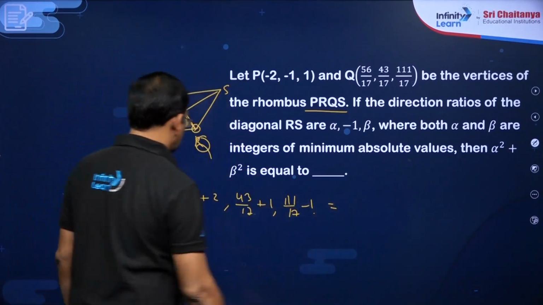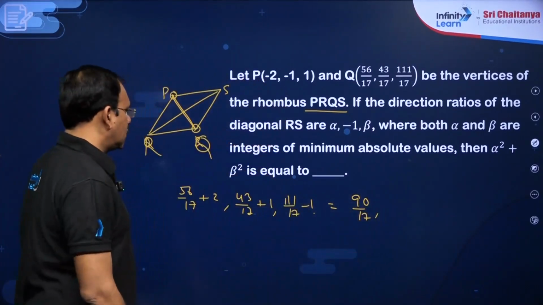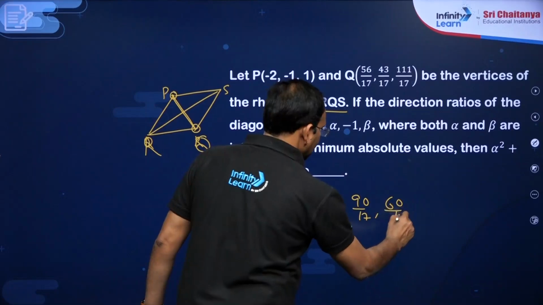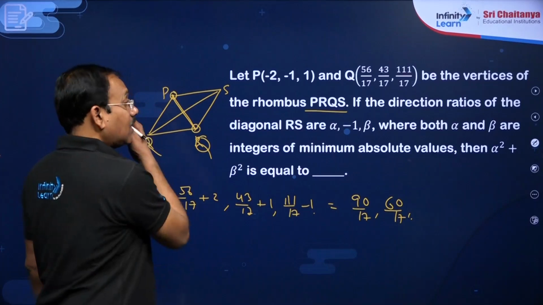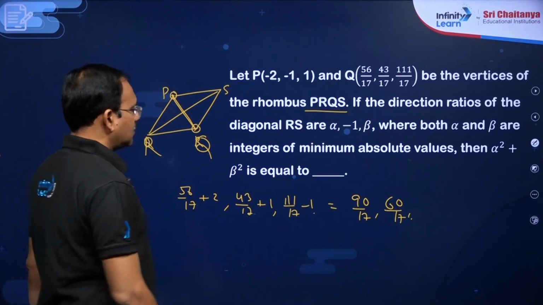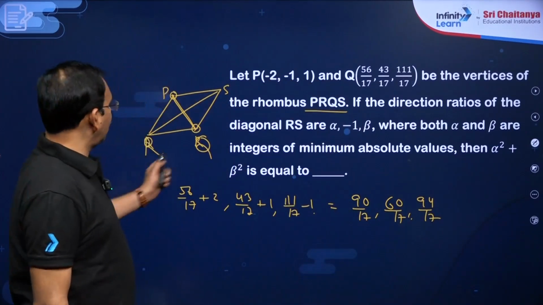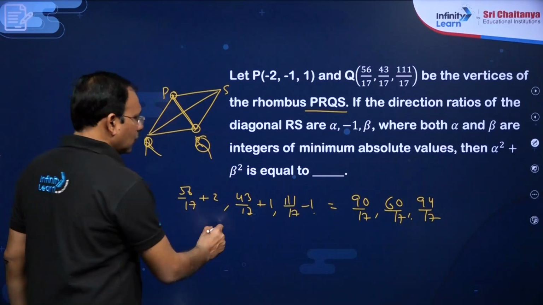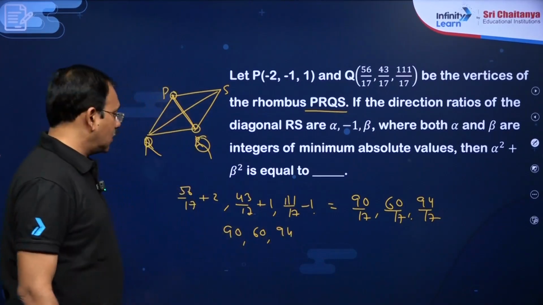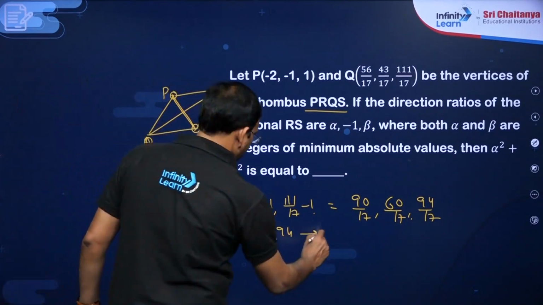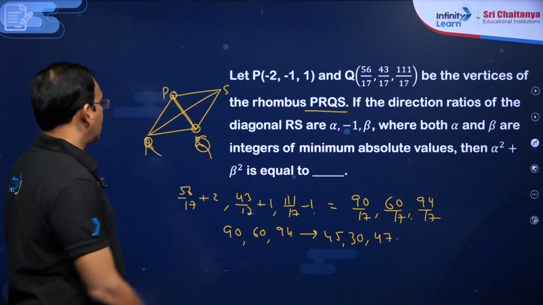In fact, this is 90 by 17, this is 60 by 17, and the next one, 17 minus 11 gives 94 by 17. These are the DRs of PQ. So you can also say 90, 60, 94. That means you can also take out 2 and get 45, 30, 47. These are the DRs of this.